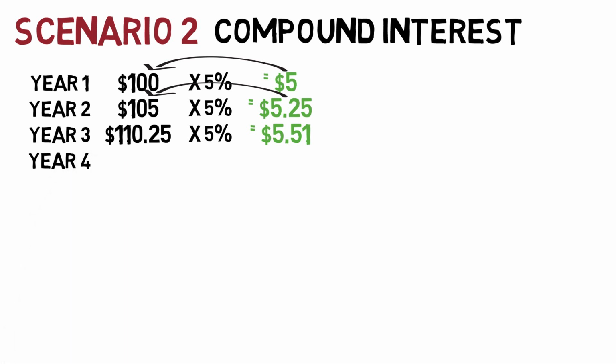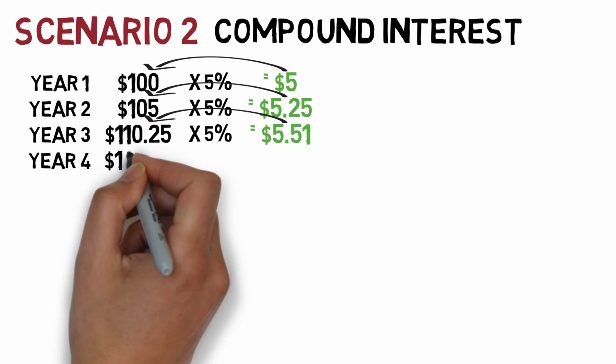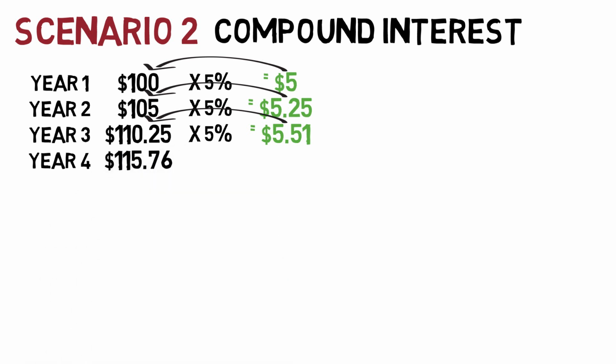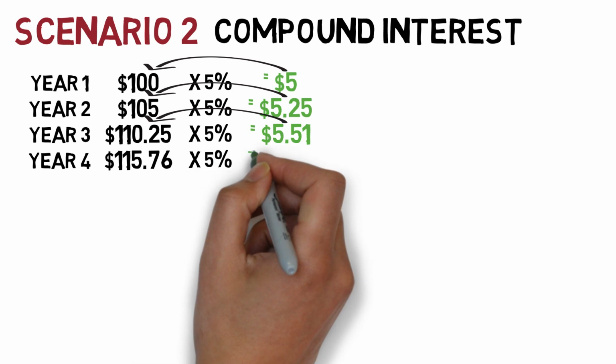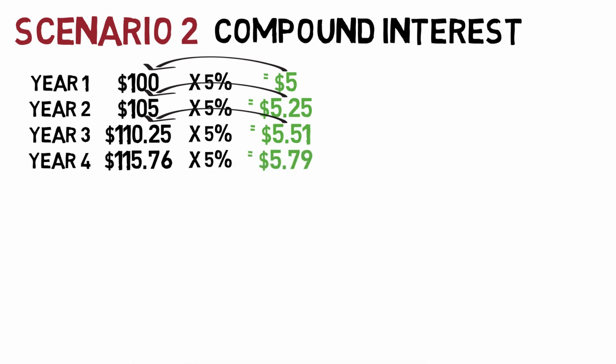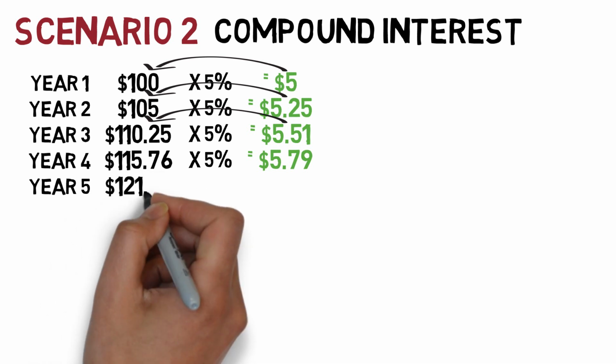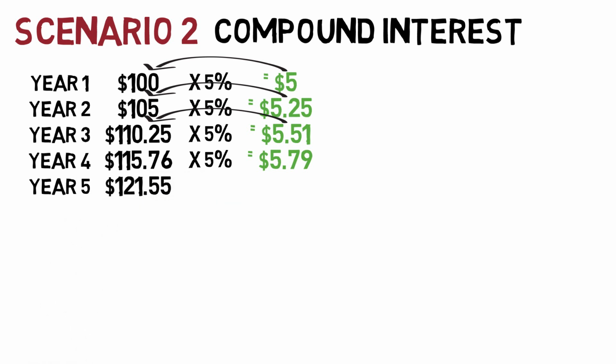Let's see what happens if we keep taking the interest and keep reinvesting it every year. In year 4, we start with $110.25 plus $5.51 for a total of $115.76. That will earn $5.79 in interest. Reinvesting that, in year 5, we start with $121.55 and earn $6.08.